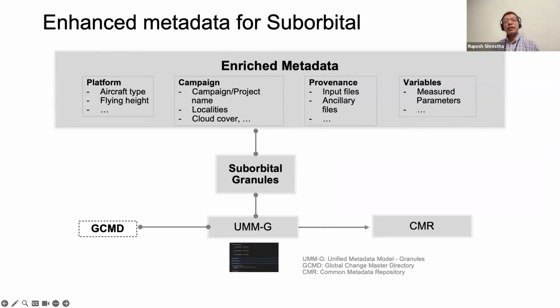So suborbital data sets usually need much more enhancement than standard orbital data sets because we want to capture all these variabilities, and we have come up with this concept of enriched metadata for suborbital. Here, all the details on platforms such as flying height and speed, the details about campaigns and conditions of measurements, and also details about the provenance of the data sets are captured in as much detail as possible, both at the data set level and also at the granule level.